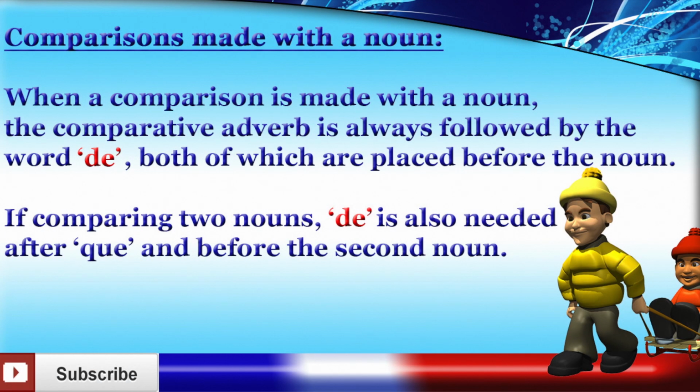And finally, when a comparison is made with a noun, the comparative adverb is always followed by the word de, both of which are placed before the noun. When comparing two nouns, de is also needed after que and before the second noun. So basically, if you're comparing two nouns, you would get the comparative adverb followed by de, followed by a noun, followed by que, followed by de, followed by another noun.